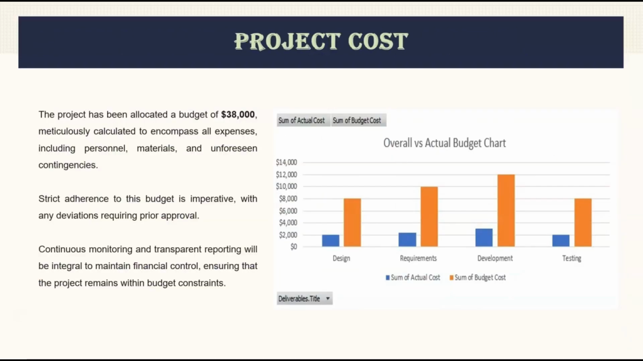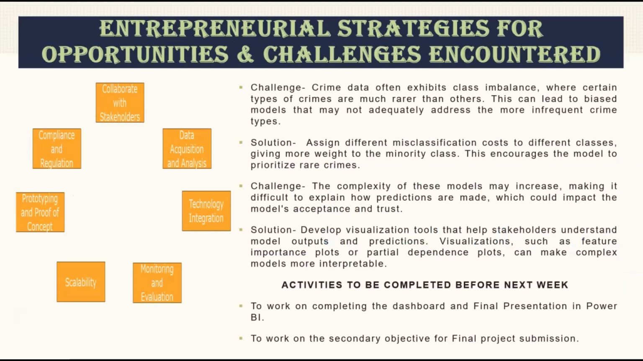Now, let's discuss the project cost. The project has been allocated a budget of $38,000. Ongoing monitoring and transparent reporting are vital to uphold financial control and stay within budget for the project. Next, we'll discuss entrepreneurial strategies for opportunities in Los Angeles crime analysis that include data acquisition and analysis, technology integration, monitoring and control, scalability, and many more.